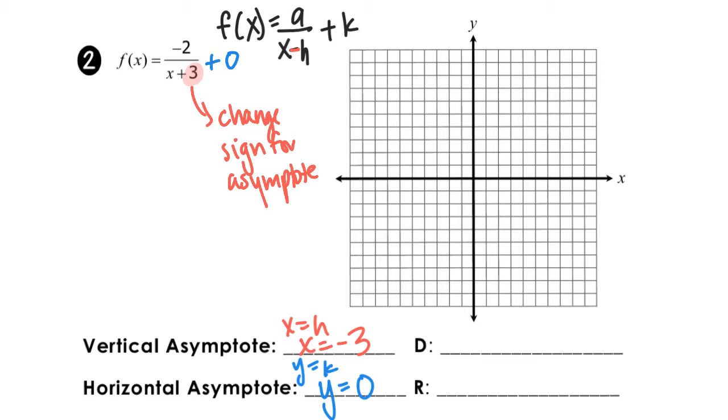So let's graph these on our coordinate plane. x equals negative 3 would start at negative 3 on the x, and it would be a vertical line. And y equals 0 would start at 0 on the y, and it would be a horizontal line. So these are our new axes.